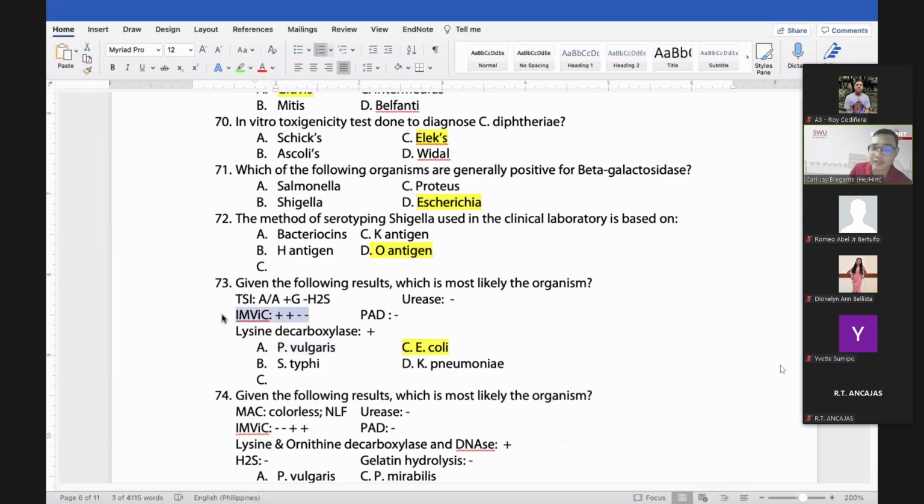Now you go to the IMVIC reaction. In the IMVIC reaction, indole positive, methyl red positive, Voges-Proskauer negative, and citrate negative. Most likely that is E. coli, because the Klebsiella class is negative for indole, negative for methyl red, positive for Voges-Proskauer, and positive for citrate. So E. coli is positive, positive, negative, negative. Remember, Klebsiella is negative, negative, positive, positive. So the correct answer is E. coli.